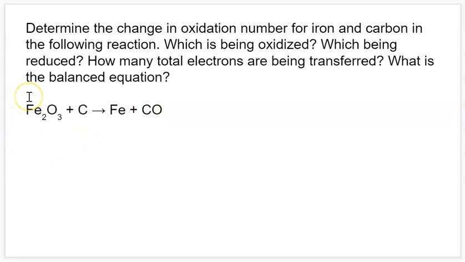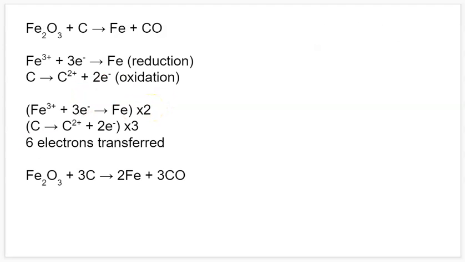So Fe3+ becoming Fe neutral, and then carbon neutral becoming carbon 2+. So let's start writing some half reactions for this. Fe3+ going to Fe0, that's obviously a reduction because the number is being reduced on a number line. 3+ is becoming 0, and that's only going to happen through the gain of 3 electrons. So iron is going to gain 3 electrons to become neutral iron.